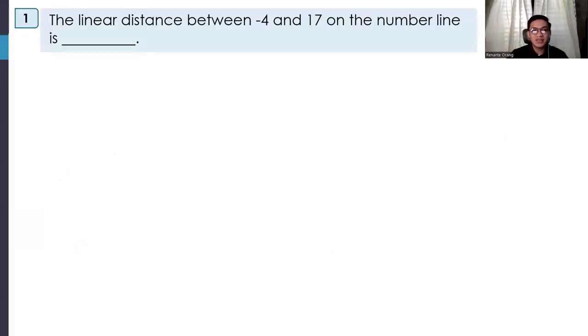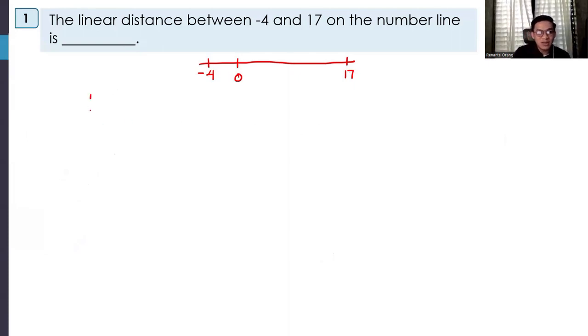Number 1: the linear distance between -4 and 17 on the number line is equivalent to? For this one, class, we will use a formula. We have -4 going to 17. You can also count them one by one, but that will take a long time. So our formula here, class, is point 2 minus point 1, in absolute value.